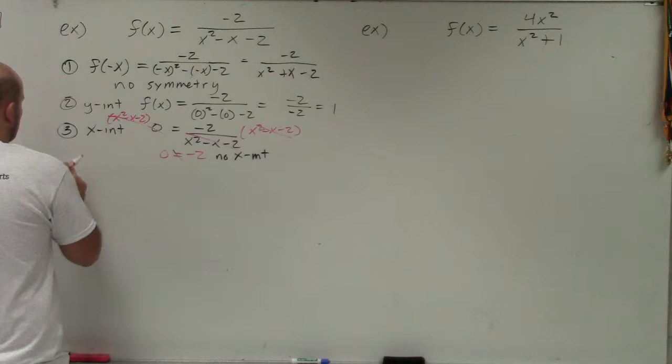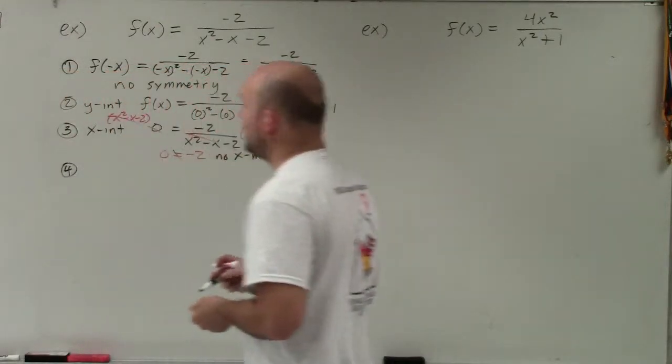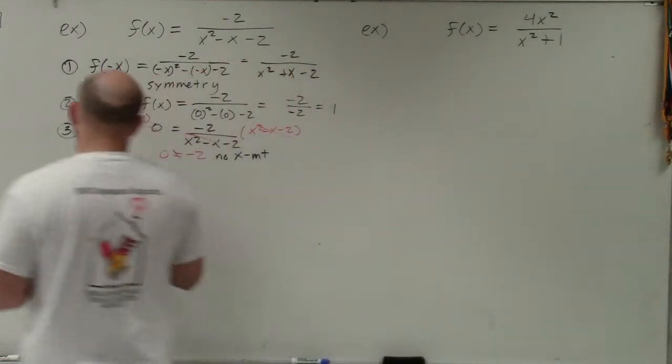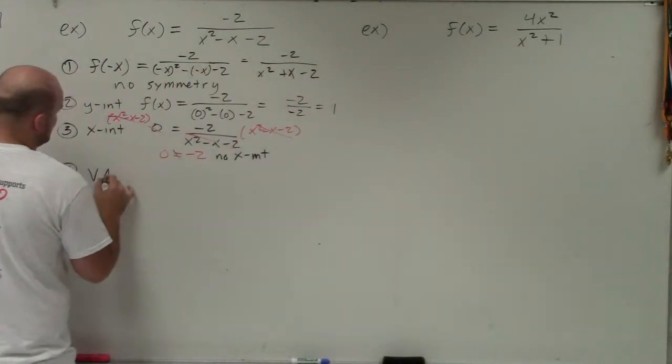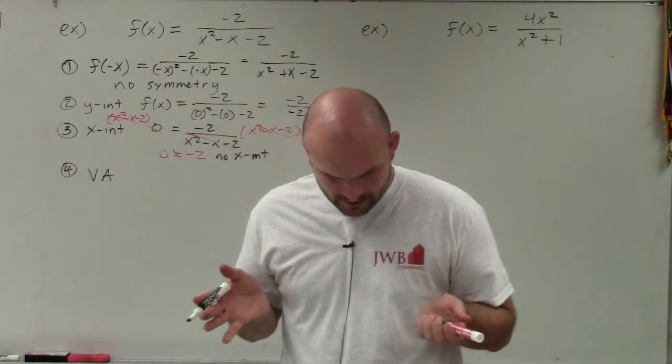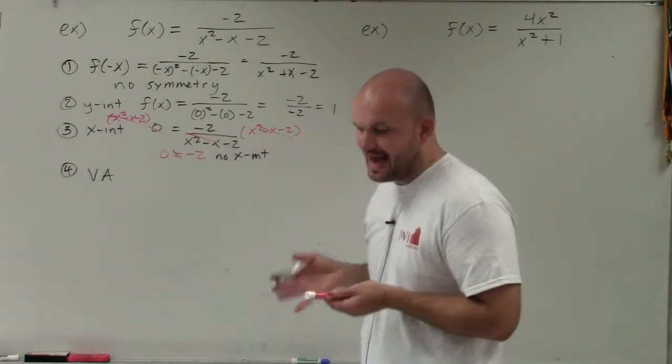OK? Step number 4. Now we need to determine the vertical and horizontal asymptotes. The first thing we'll do is determine the vertical asymptotes. Now remember, the vertical asymptotes are where the graph does not cross.